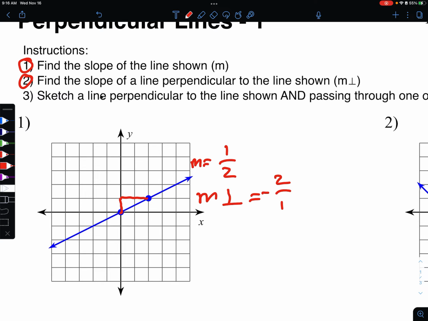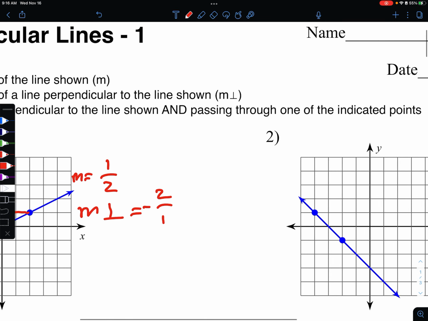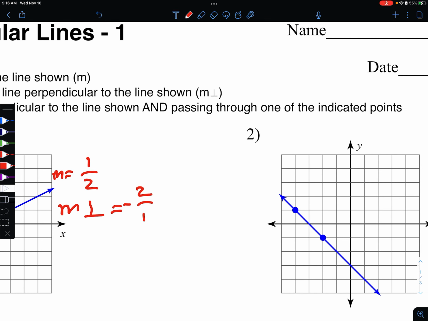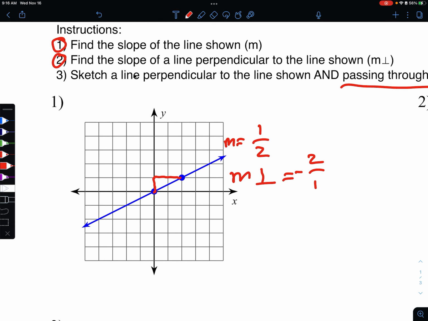Then sketch a line perpendicular to the line shown and passing through one of the indicated points. That's important, because that will be our starting point. When it passes through one of the indicated points, that gives me a starting point. I'm going to erase this little red that I did there. But now I'm going to pick one of these points, either this one or this one, and I'm going to use that slope, okay? So let me undo those last things. So I'm going to pick the one in the middle, and because that's a -2, I'm going to go down 2, that's negative, and then to the right 1. And I'm going to connect those lines.